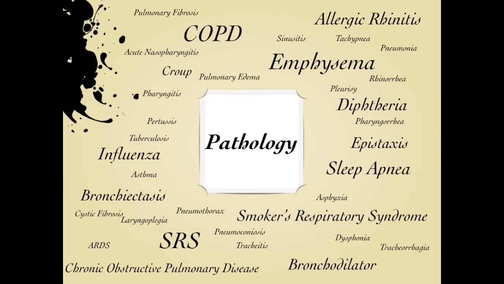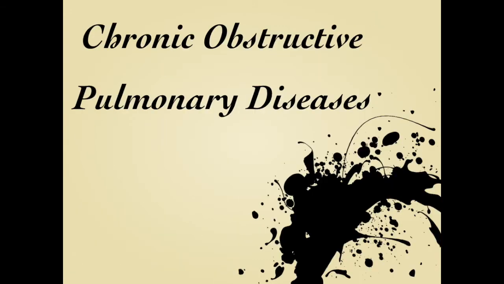Alright, now take a deep breath because we're about to move on and discuss all of the pathologies for the respiratory system. Chronic obstructive pulmonary disease, abbreviated COPD, is a general term used to describe a group of respiratory conditions characterized by chronic airflow limitations. Asthma is a chronic allergic disorder characterized by episodes of severe breathing difficulty, coughing, and wheezing.